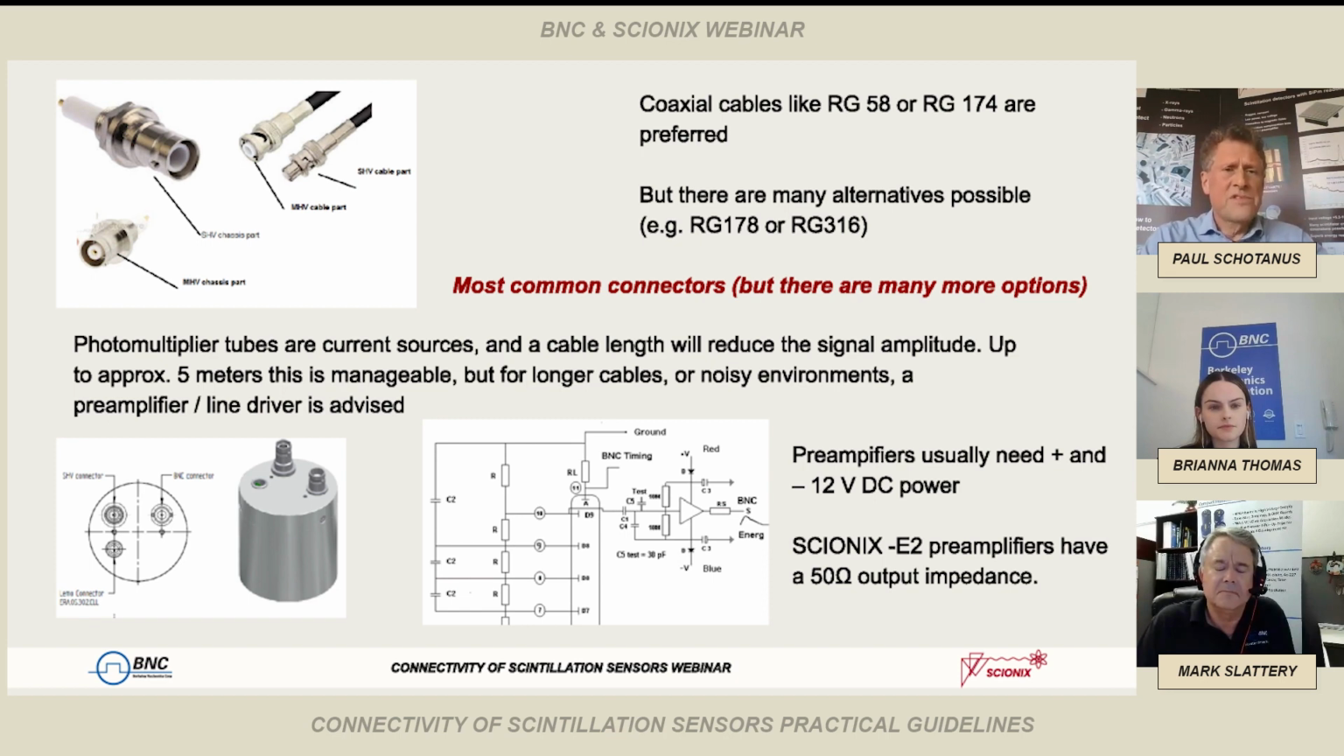Of course, the cables should be rated for the voltage you're using for your particular sensor. So if you're using a detector that has to operate at 3000 volts, you should use a cable that's also rated for that.